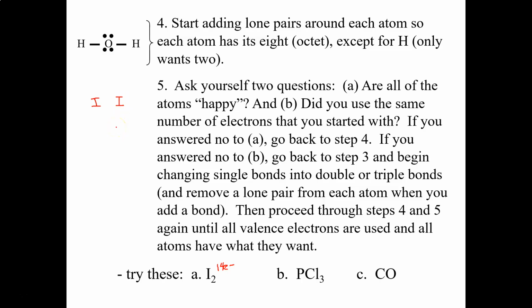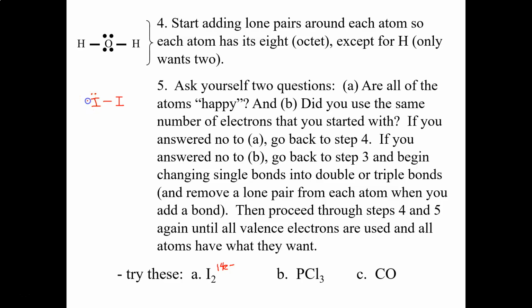All right, so I did step number 2. Step number 3 was put single bonds in between each atom. Well, I only have 2 atoms to put a bond between, so one single bond will work. 4th step, start adding lone pairs around each atom so that each atom gets what it wants. Remember, everything wants 8 except for hydrogen that only wants 2. So that means that iodine wants 8. How many electrons does it have right now? Well, it only has these 2. Therefore, it's going to need some lone pairs.